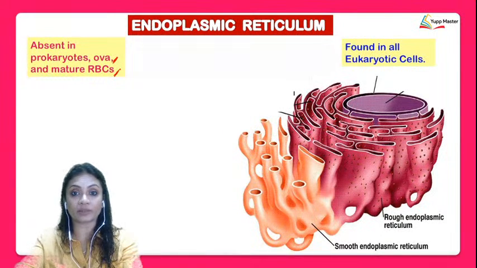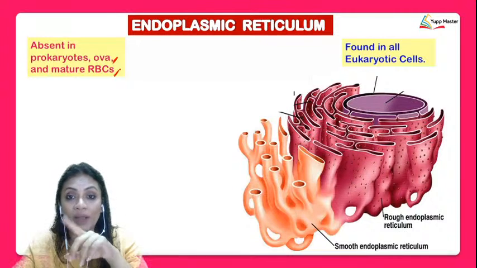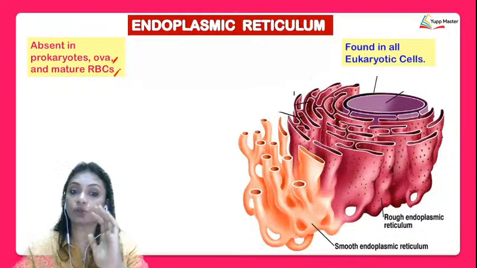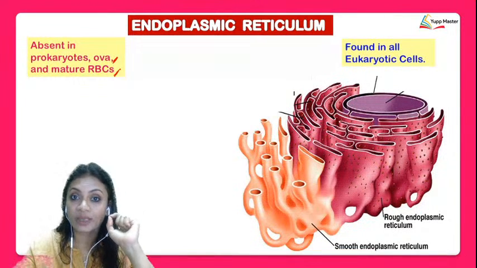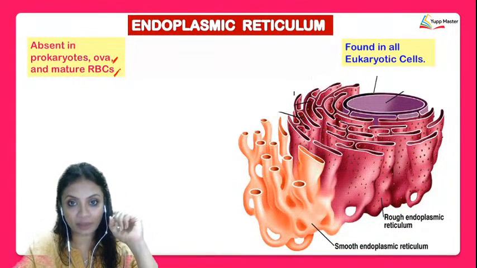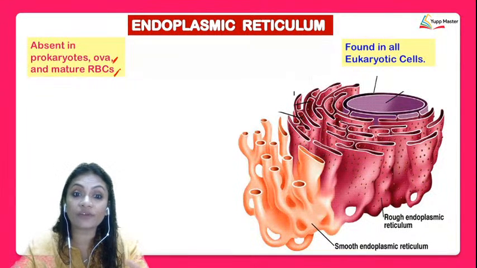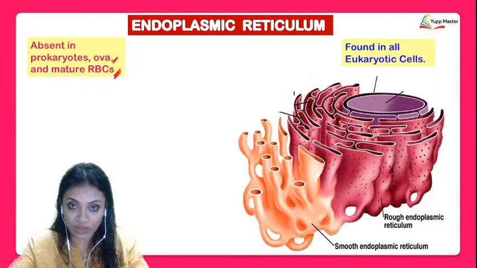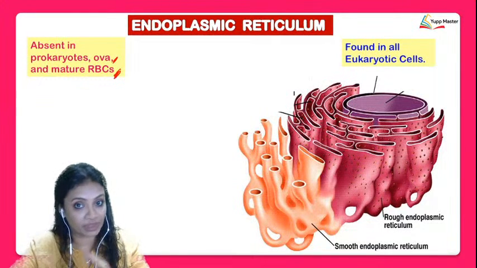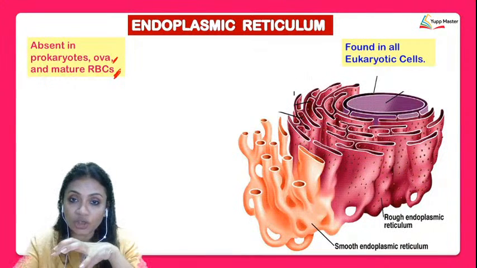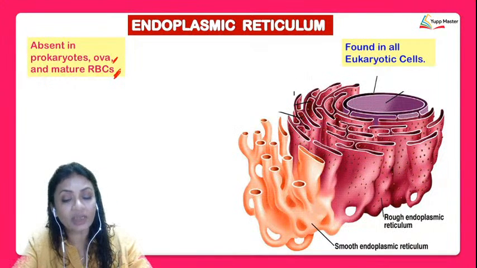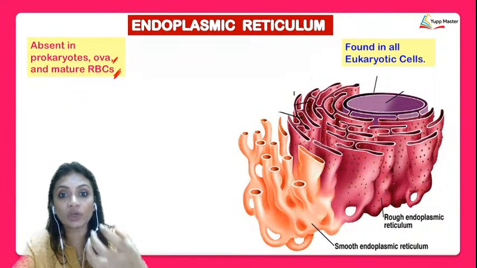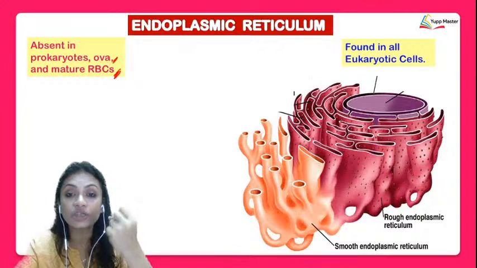Tell me one thing, why do you think that RBCs, especially the mature RBCs, don't have endoplasmic reticulum? Tell me, what is the function of endoplasmic reticulum? Yes, or rather, what is the function of an RBC? Yes, RBC does the function of providing oxygen to each and every part of the body, doesn't it? So if it is providing oxygen everywhere, then naturally that RBC needs a lot of space to hold on to the maximum number of oxygen molecules.